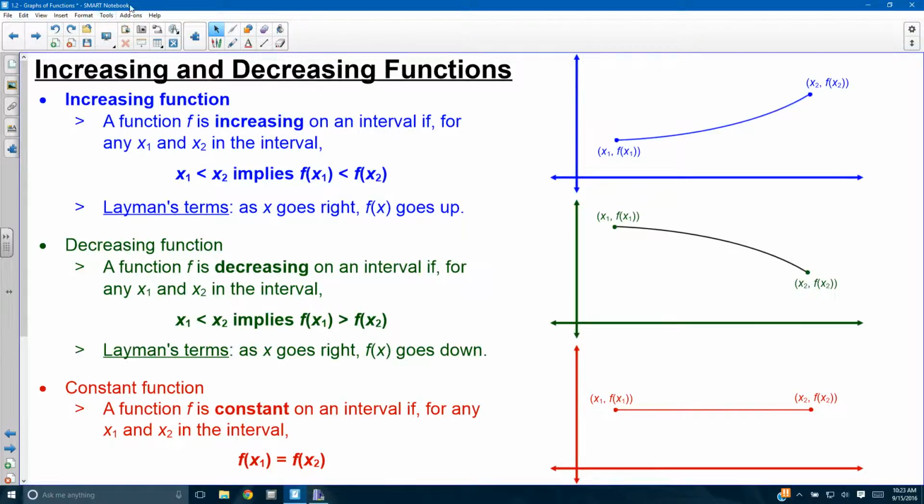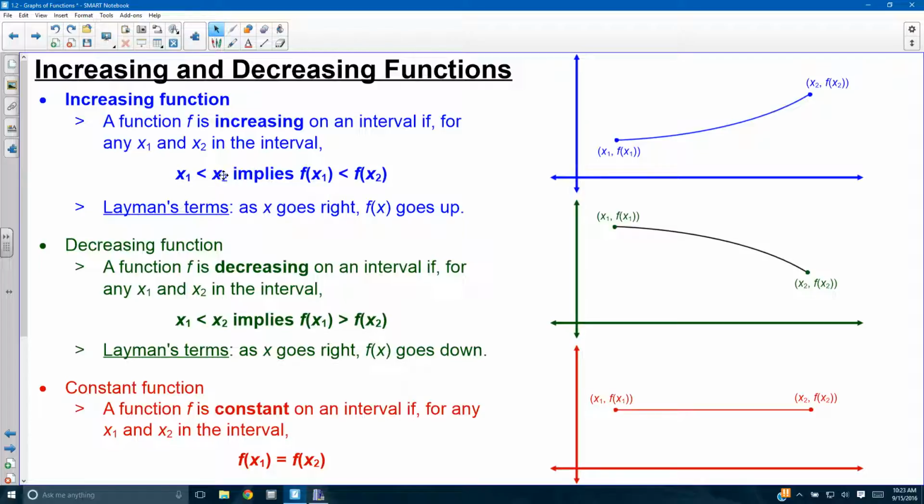So let's start looking at increasing and decreasing functions. Now, I drew a bunch there before, but let me give you kind of the more mathy definitions of them, what an increasing and decreasing constant function is. An increasing function is, now, again, mathy definition, we'll get to the layman's terms. You'll understand it pretty straightforward. A function f is increasing on an interval if, for any x1 and x2 in the interval, x1 being less than x2 also implies that the function of x1 is less than the function of x2. What does that mean?